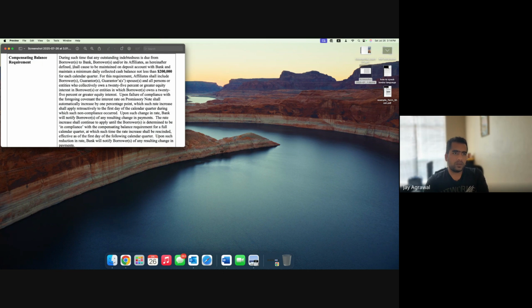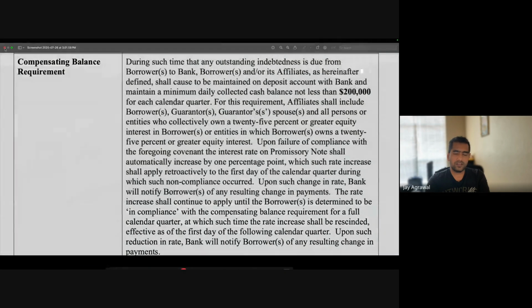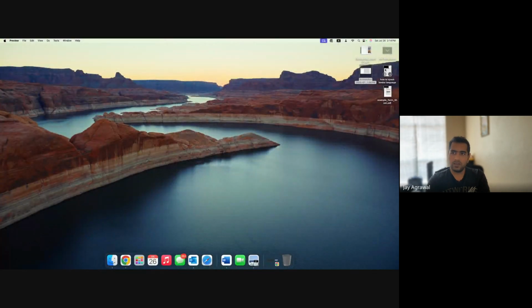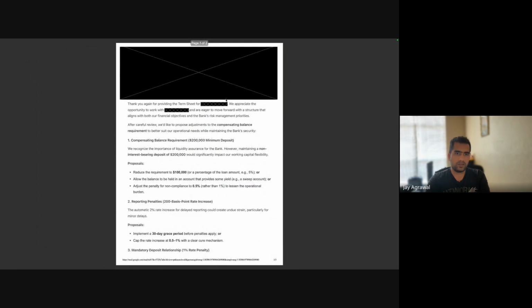Is when the bank was writing the term sheet, they wanted our borrower to maintain a minimum of $200,000 monthly balance. And our borrower was sophisticated enough to speak the lender language. So she was able to negotiate. And we want to show you an example of what lender language looks like.